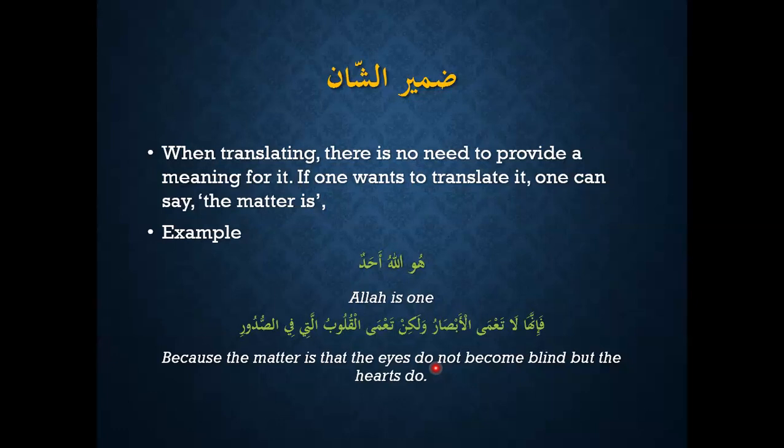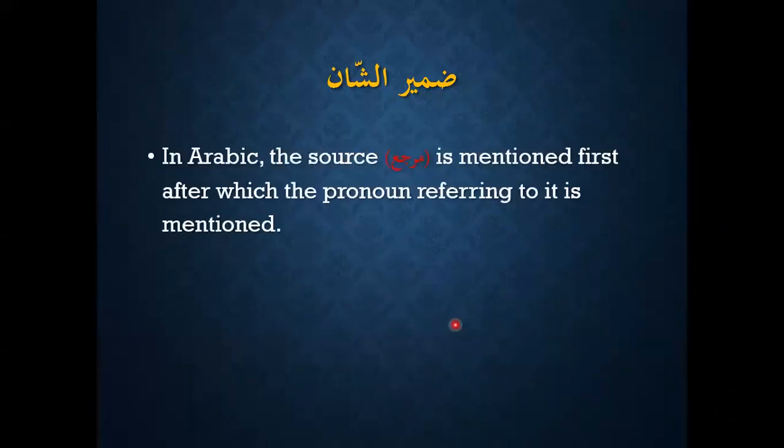So فَإِنَّهَا, why do you need ha? You don't. This is called ضمير قصة. It is just beautifying, making it much more magnificent, eloquent. There's stress there. ضمير الشان. In Arabic, the source, marja, where you return, is mentioned first, after which the pronoun referring to it is mentioned.